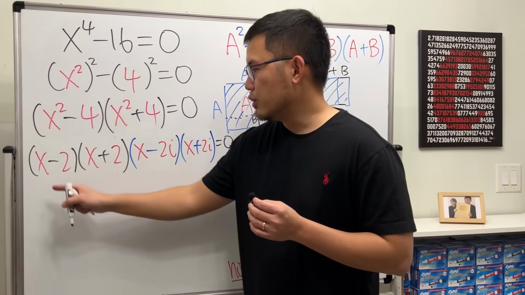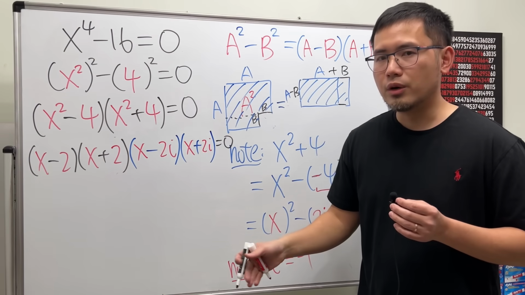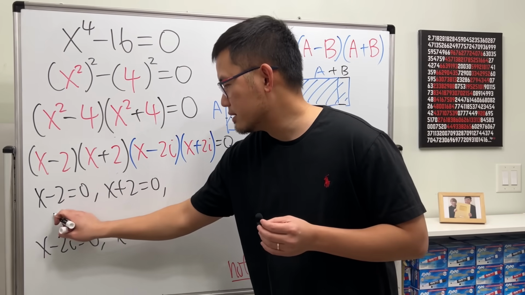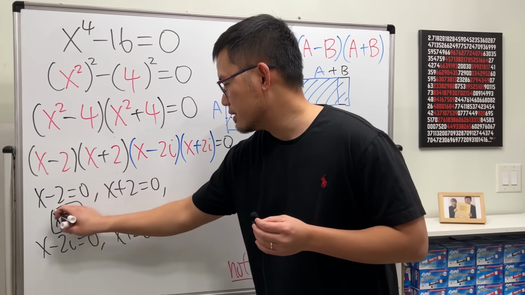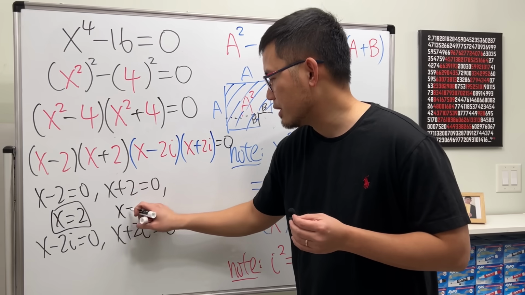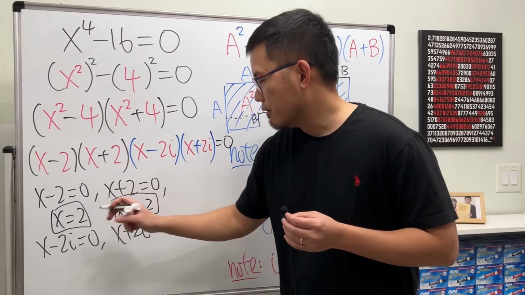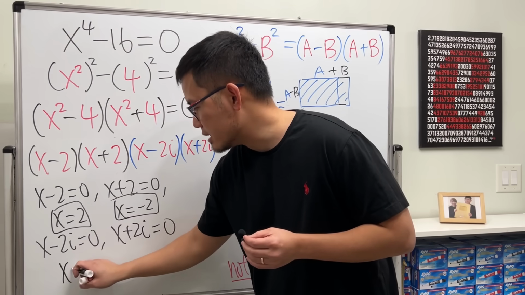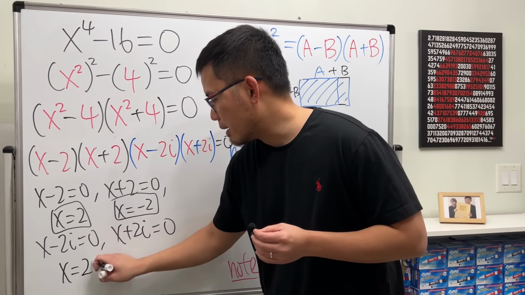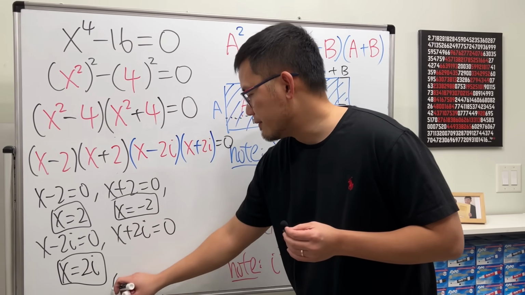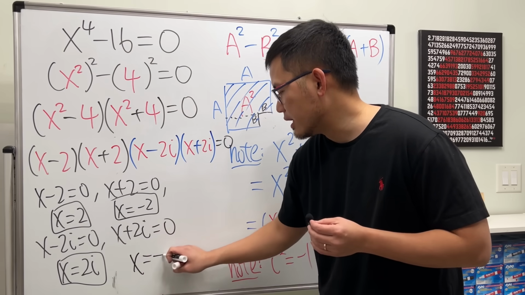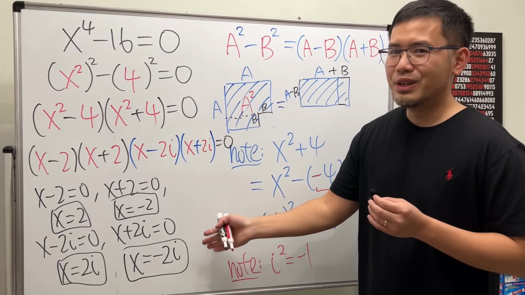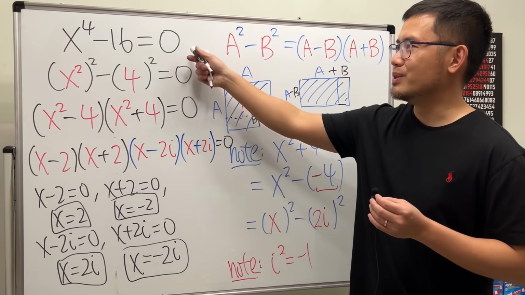And the final step is you make each factor equal 0, and then you just solve them individually. For this, just add the 2 on both sides, so x equals 2. First answer. For this, subtract the 2 on both sides, so x equals negative 2. For this, bring the negative 2i to the other side, becomes positive. So x equals positive 2i. And then finally, we have x equals negative 2i. So here, as we can see, we have 4 solutions to this equation.